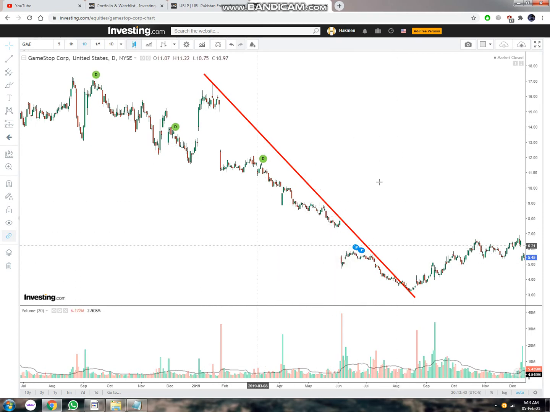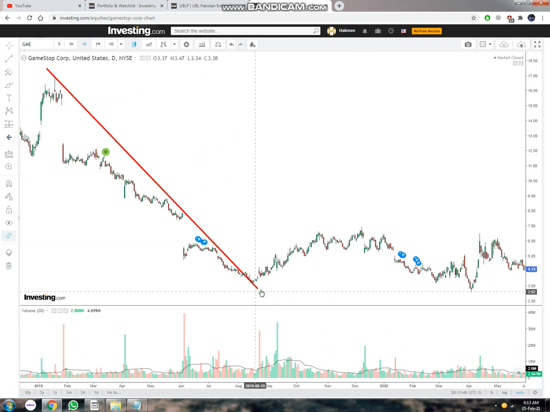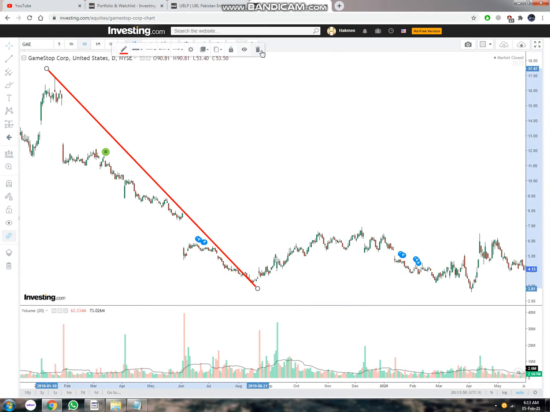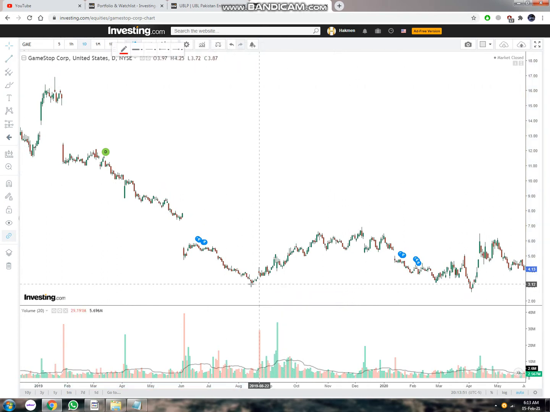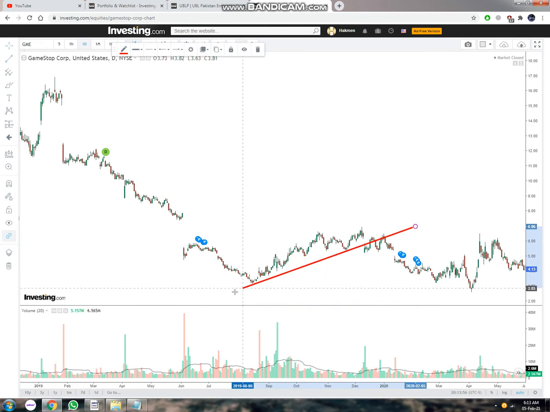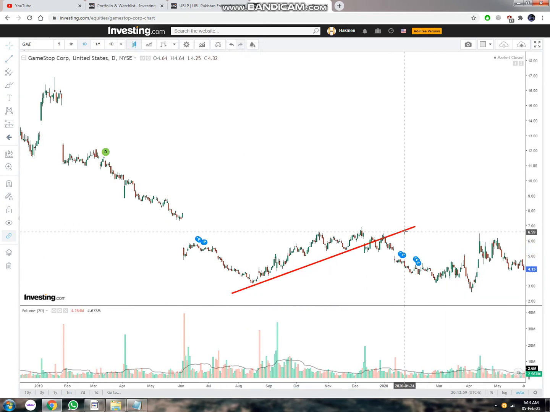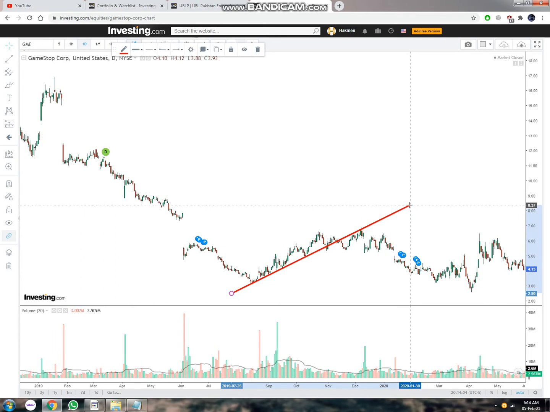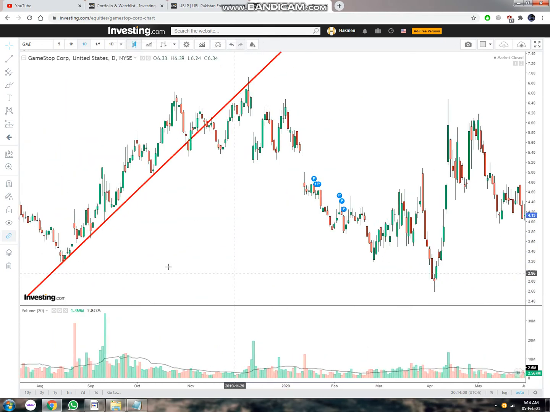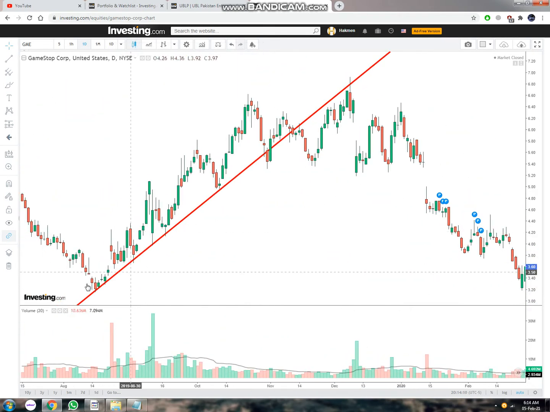The opposite is for an uptrend. So for an uptrend, I'm going to show you how to draw. This is one method of recognizing a downtrend. Now this is the first method for recognizing an uptrend. So as you can see, it touched this trend line at 1, 2, 3, 4, at 4 different points.